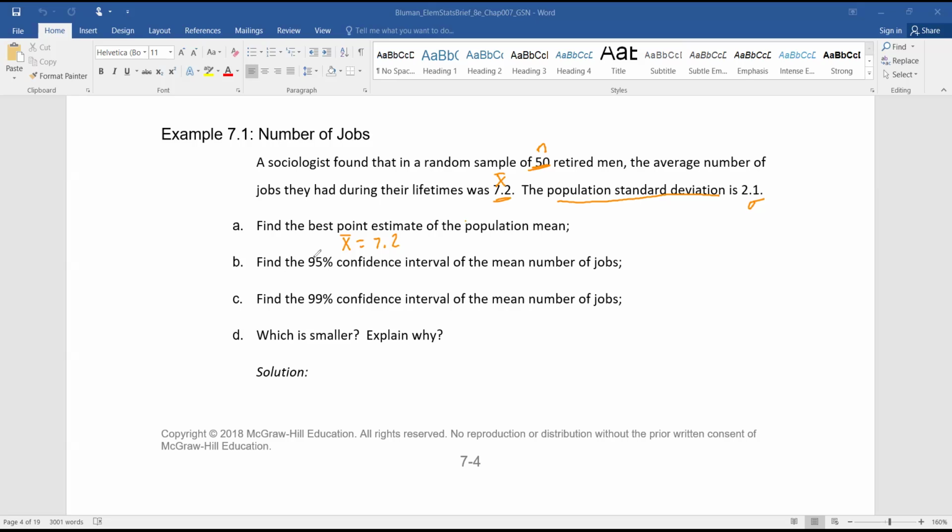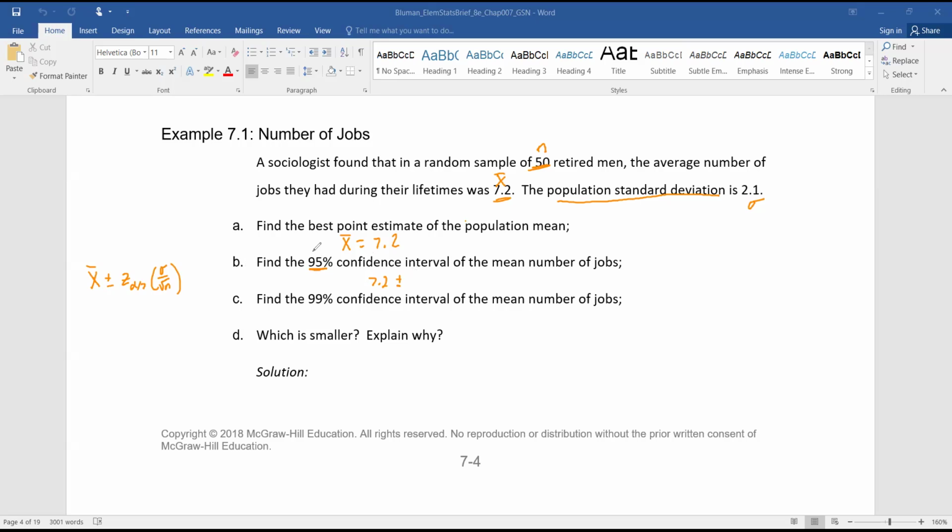And in part B, now we're going to find the 95% confidence interval of the mean of the number of jobs. So remember the formula, we saw it a while ago, but the formula is the sample mean minus the z of alpha divided by 2 times the population standard deviation divided by the square root of the sample size. So for a 95% confidence, I'm going to take 7.2. Actually, I think it's plus or minus right here because we do it twice. So I'll do plus or minus. We'll split it up.